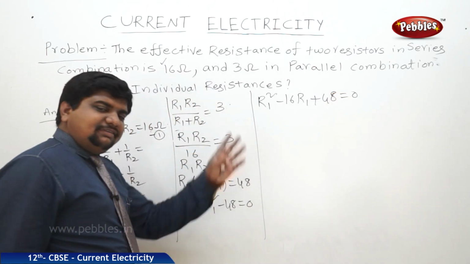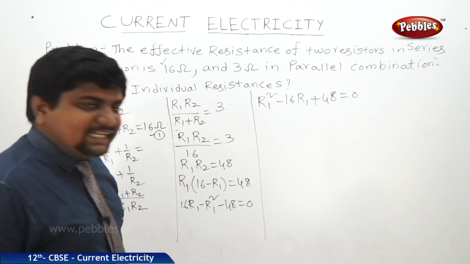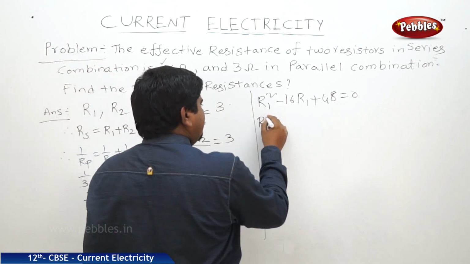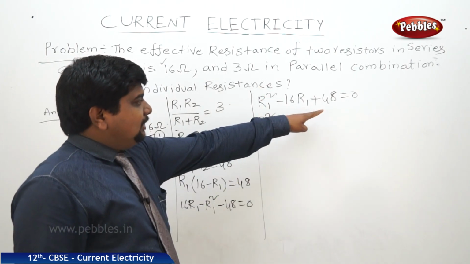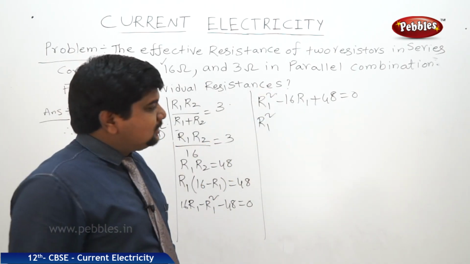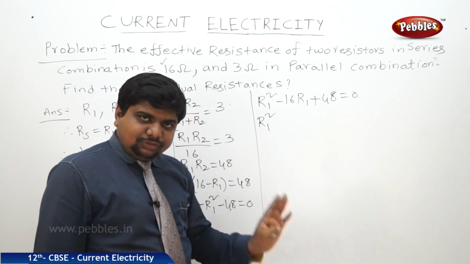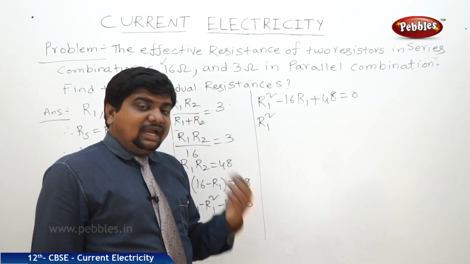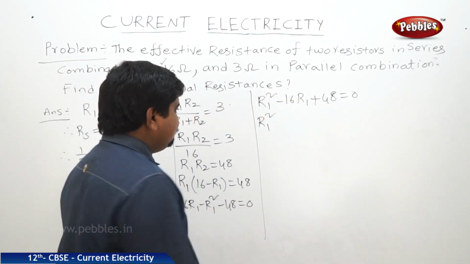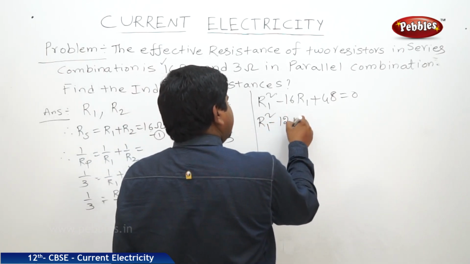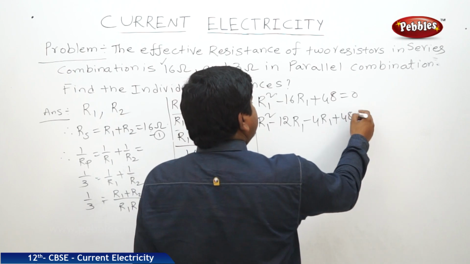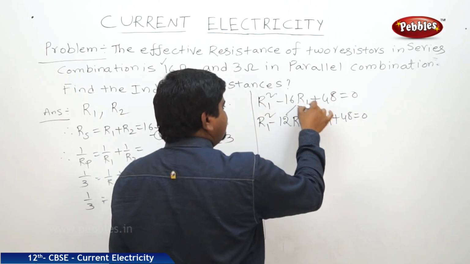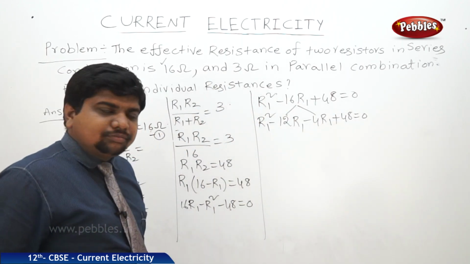And we can solve this equation by the middle term splitting method. R1 square, if you multiply this, you will get 48 R1 square. You need two numbers which, if you multiply them, you should get 48 R1 square, and if you add them, you should get minus 16 R1. So it will be like this: R1 square minus 12 R1 minus 4 R1 plus 48 is equal to 0. This 16 R1 was split into 12 and 4.